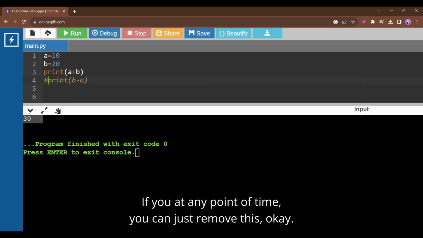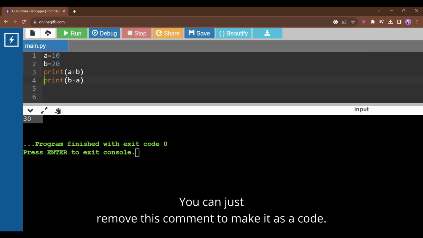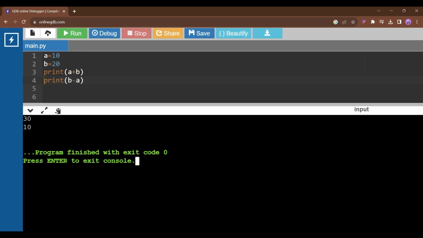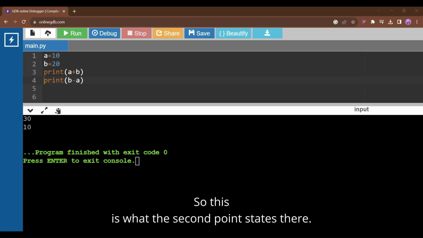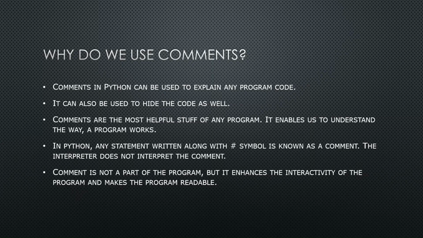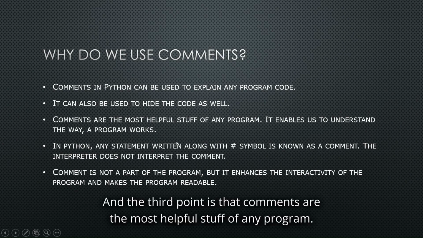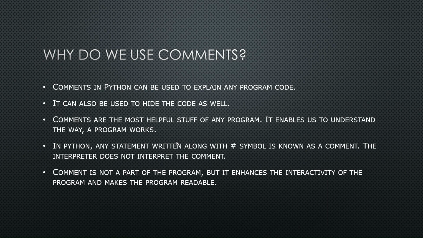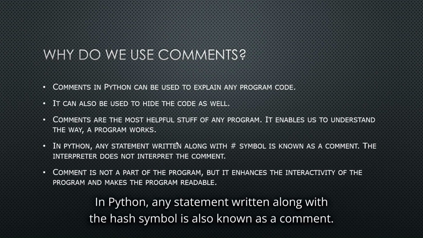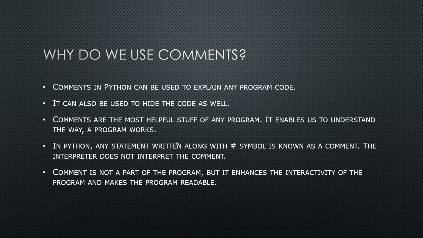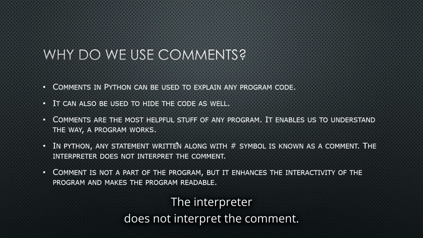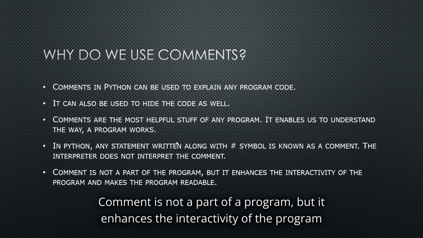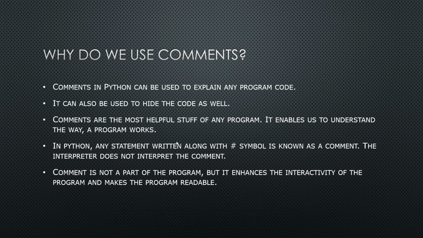At any point of time you can just remove this comment to make it code again. So this is what the second point states. The third point is that comments are the most helpful stuff of any program. They enable us to understand the way a program works. In Python, any statement written along with the hash symbol is also known as a comment. The interpreter does not interpret the comment. A comment is not a part of a program, but it enhances the interactivity of the program and makes the program readable. Now consider this example.